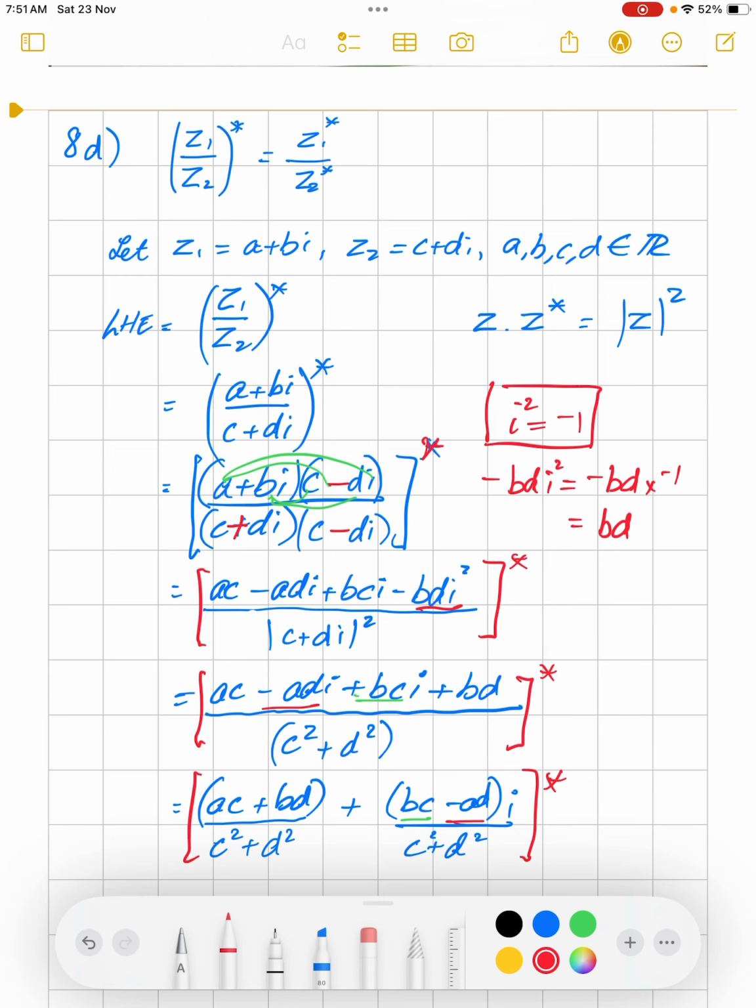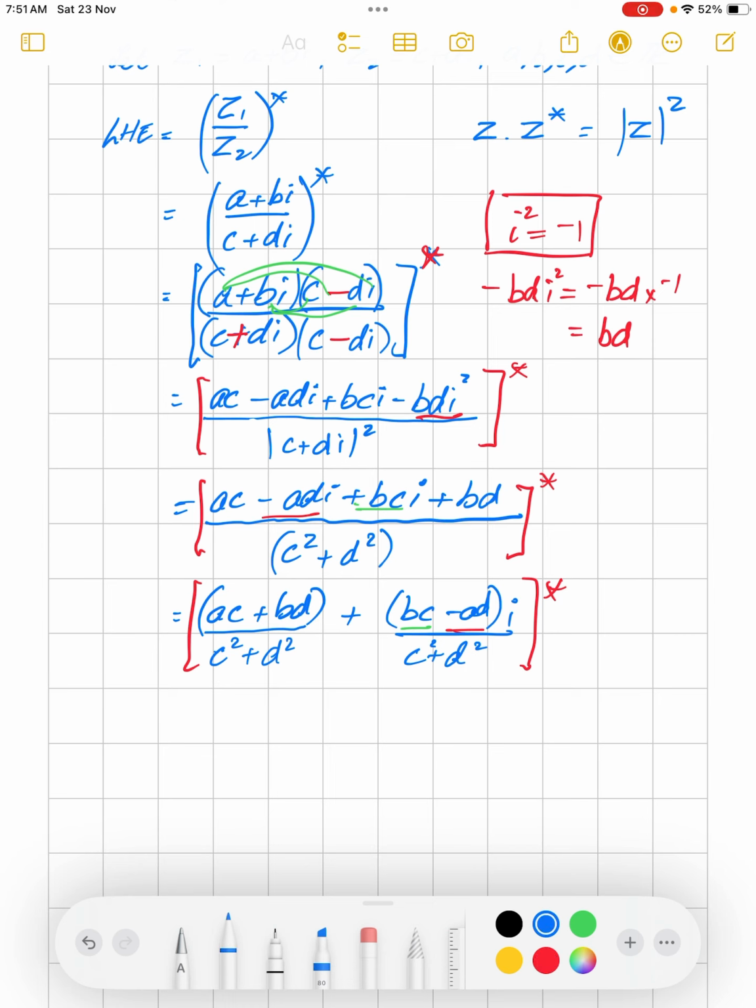All right, so now the conjugate would be, where there's a plus, we simply put the minus. So that would be AC plus BD over C squared plus D squared minus BC minus AD I over C squared plus D squared. Right, there is the left-hand expression. Let's do the right-hand expression.